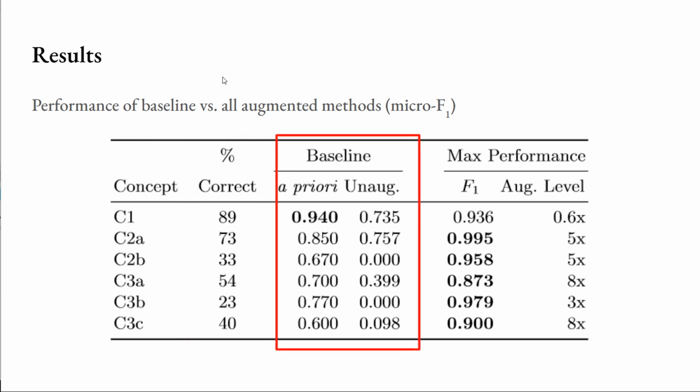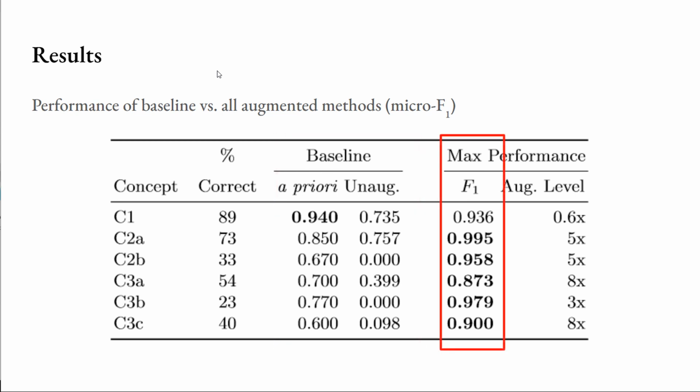The baseline column indicates the performance before augmentation. The a priori performance was calculated by always choosing the majority class in the data set. The unaug data is the model performance prior to augmentation. These values were difficult in some cases, especially those where the majority of answers in the data set were incorrect.